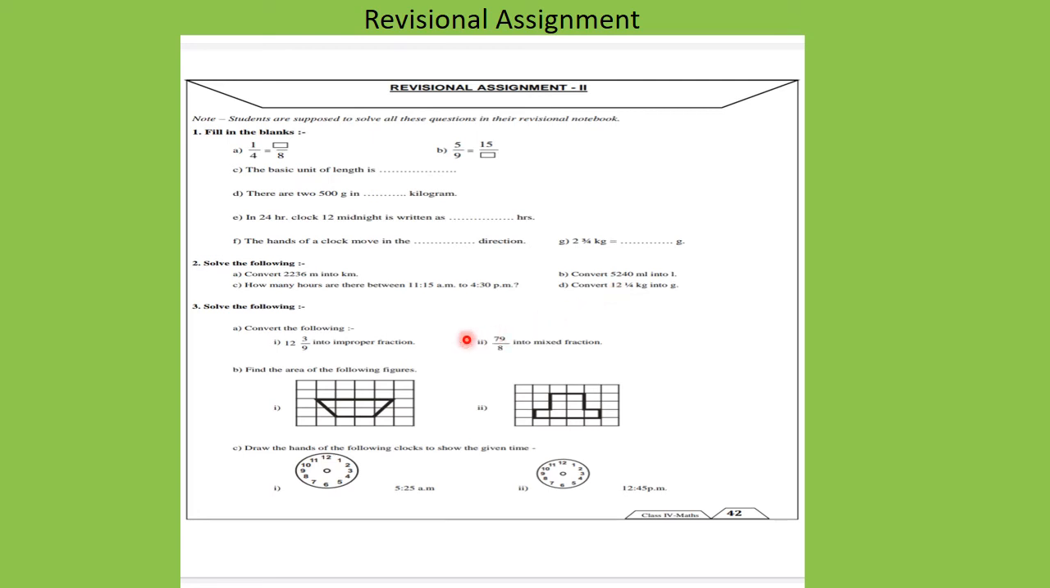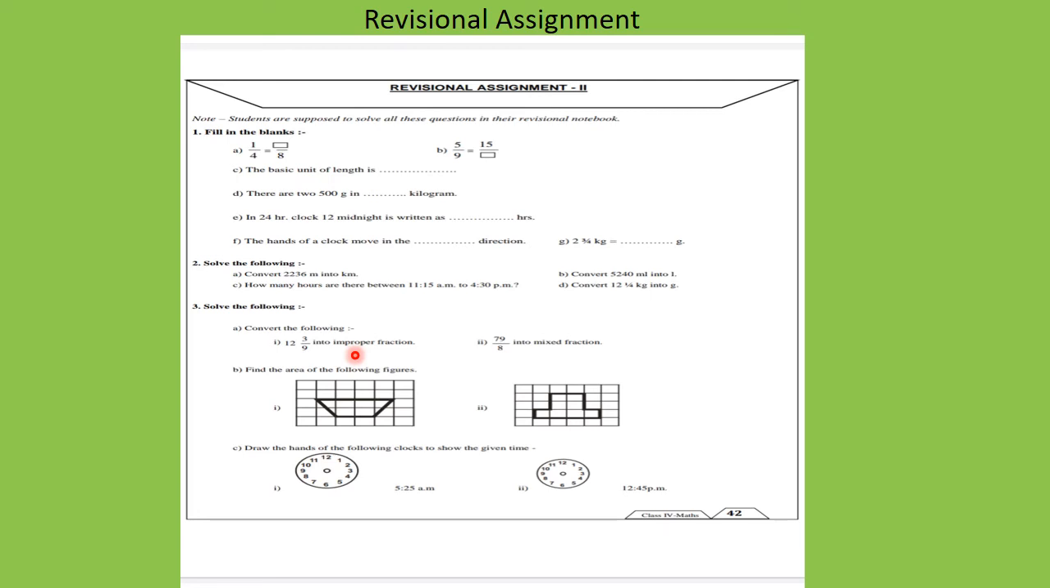Now the next question is question number 3. You have to convert the following. First question is 12 whole 3/9. You will have to convert this into an improper fraction. How will you do it? I am just going to tell the steps, and the rest of the things you will be writing on your own.